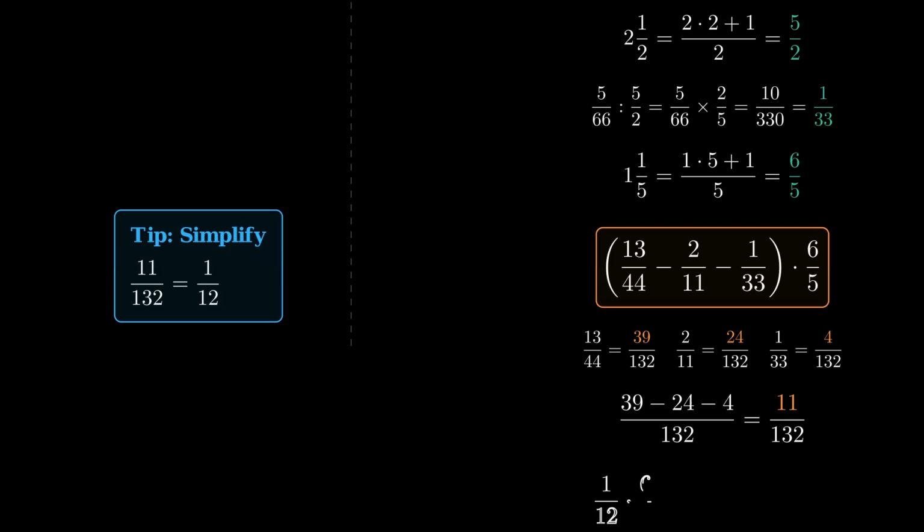Now multiply 1/12 by 6/5. The 6's cancel. 6 divided by 12 is 1/2. So we get 1 over 10, which is 0.1.